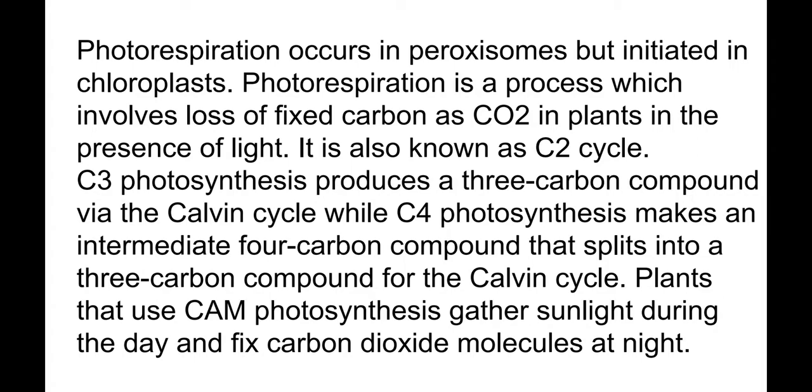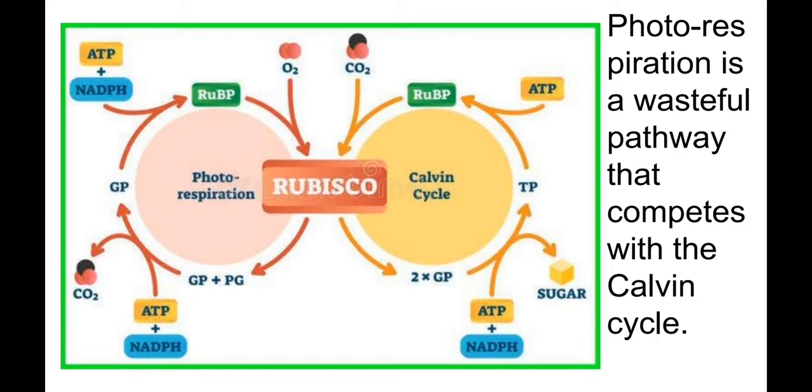So peroxisomes are other organelles. And photorespiration is a process which involves loss of fixed carbon, so these carbohydrates which are produced by the Calvin cycle with energy from light reactions are converted from fixed carbon back to CO2 in plants in the presence of light. And this photorespiration people also sometimes call the C2 process.